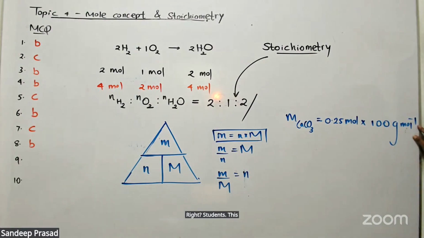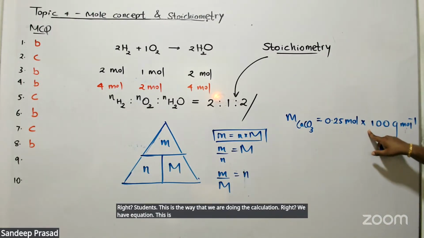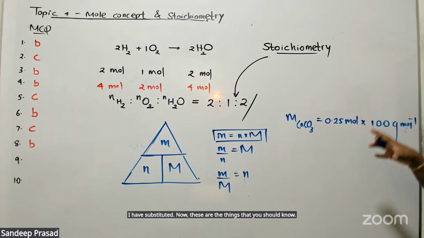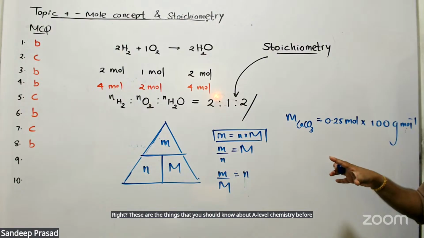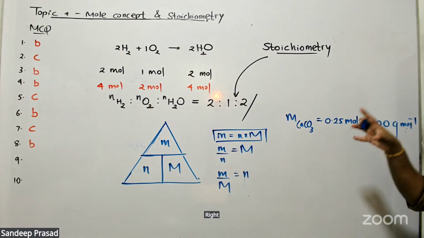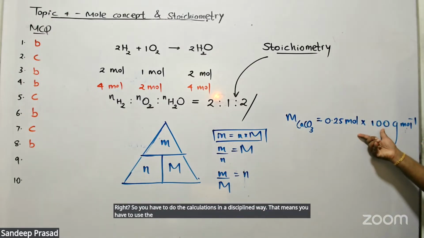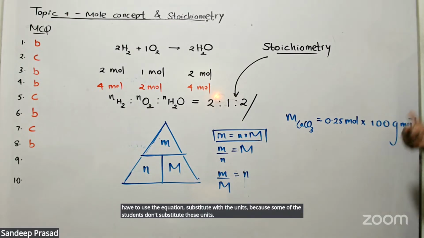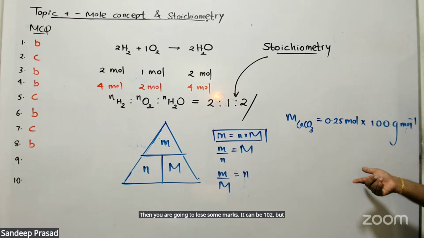Now look at this one. Students, this is the way that we are doing the calculation. We have the equation, and this is the substitution with the correct units. Can you see that? I have substituted. These are the things that you should know about A-level chemistry before you enter the syllabus. So you have to do the calculations in a disciplined way. That means you have to use the equation and substitute with the units, because some of the students don't substitute these units. Then you are going to lose some marks. It can be 1 or 2, but that's also very important for us.